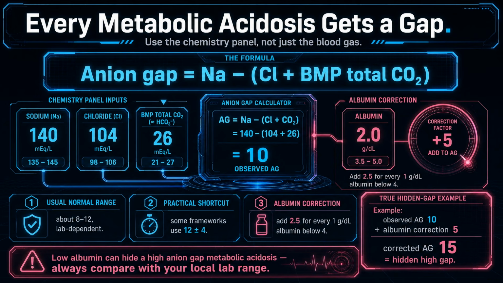Every metabolic acidosis gets an anion gap. Use the chemistry panel for this calculation. Sodium minus the sum of chloride and total carbon dioxide. The usual normal range is about 8 to 12, but this is lab dependent. Some frameworks use 12 plus or minus 4 as a practical shortcut. The key nuance is albumin. Albumin is a major unmeasured anion, so low albumin lowers the measured gap and can hide a high gap acidosis. Correct by adding 2.5 for every 1 gram per deciliter that albumin is below 4.